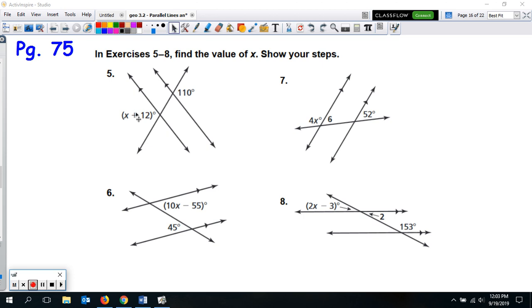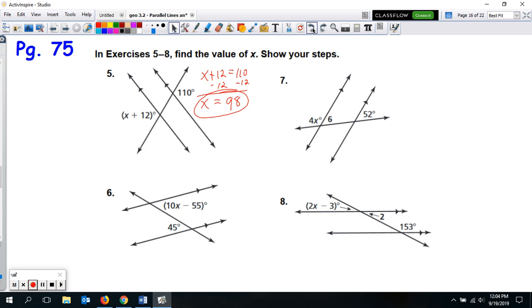So we could say that this equals 110. The x plus 12 is equal to 110. So we'll set up that equation like that: x plus 12 equals 110. And just subtract 12 from both sides to find x. So x is equal to 98. There it is. It's that quick.